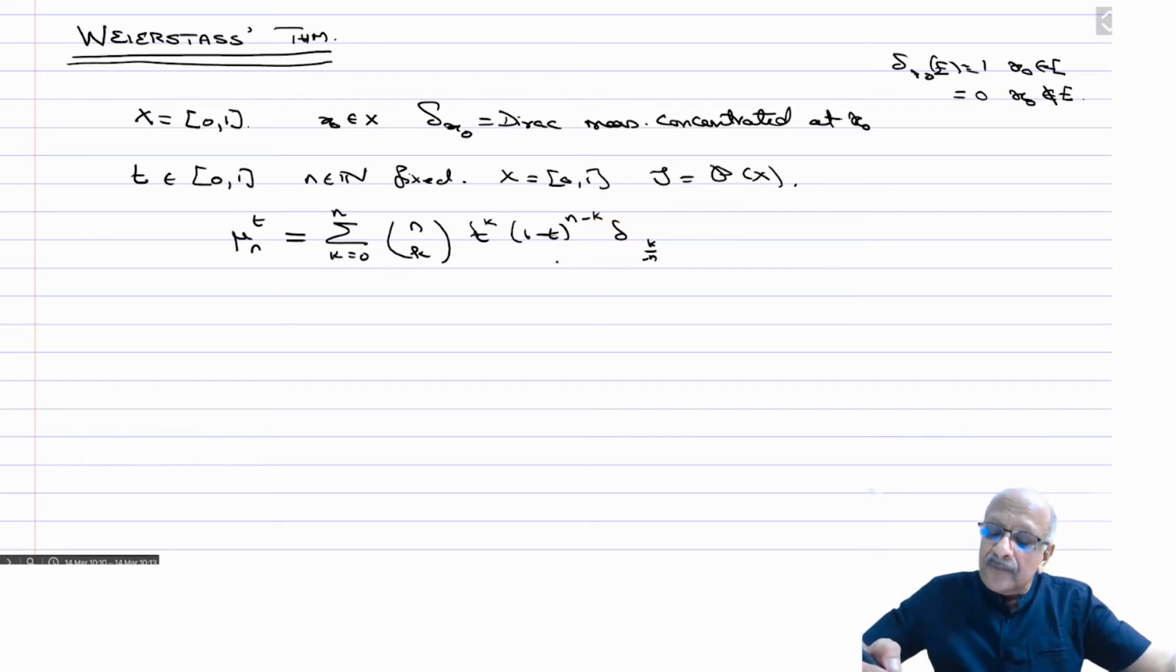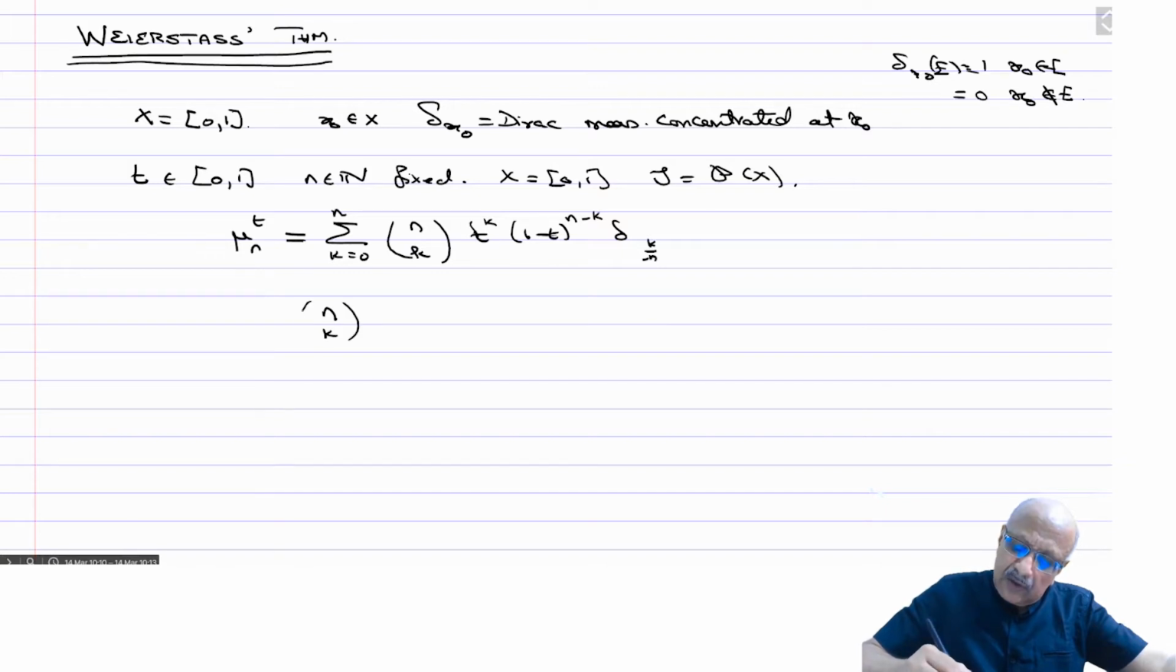When you multiply a measure by a constant, it's a measure, then you add two measures, you can obviously define another measure, and therefore this is a linear combination of several measures, and you have this measure. So what is nCk? This is the usual binomial coefficient. This is n factorial by k factorial into n minus k factorial.